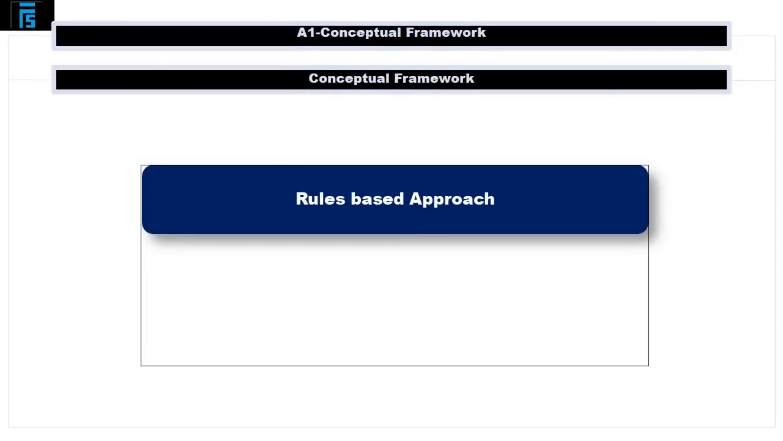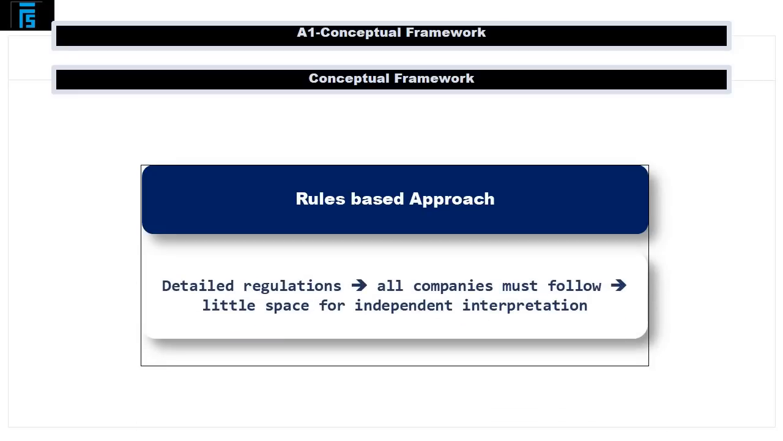At the other extreme, the rules-based approach can easily be compared to an accounting cookbook with detailed regulations which all companies must uniformly follow and which leave very little space for independent interpretation. This approach is widely applied to the design of financial reporting regulation in the United States, but it is also the principal method for formulating tax rules, which naturally need to be very precise and clear of interpretational inconsistencies.